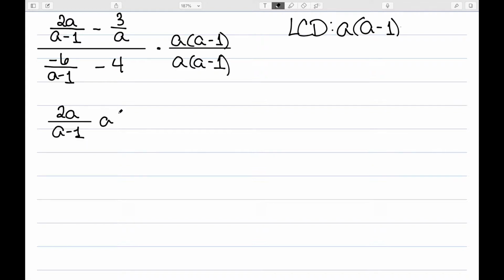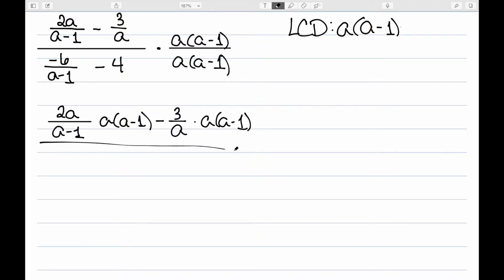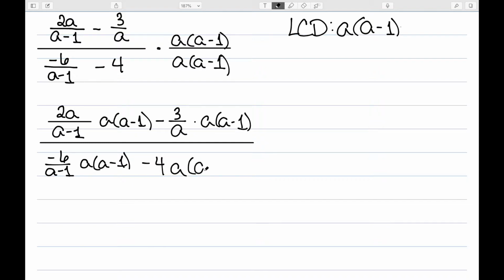So I have 2a over a minus 1 times a minus 1, minus 3 over a times a minus 1, and then the denominator has negative 6 over a minus 1 times a minus 1, minus 4 times a minus 1. Here the a minus 1's cancel. I'm left with 2a squared. Here the a's cancel. I have minus 3 times a minus 1.